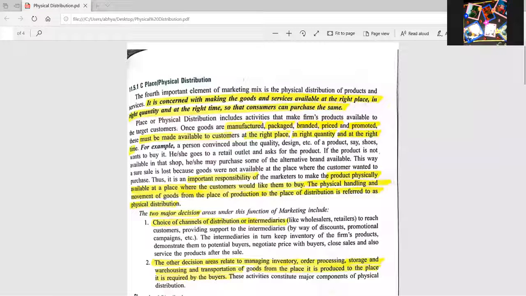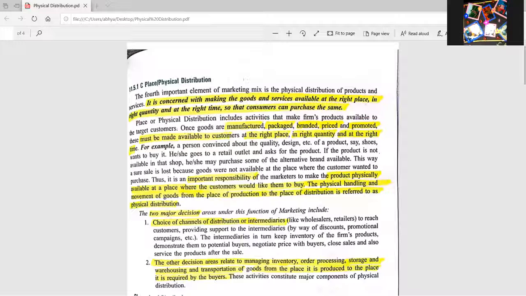After making the product, we have decided about the price of the product. How we are going to decide the price of the product, what factors we will be keeping in mind while deciding the price of the product. So all these are the decisions which we have to take at the time of making of the product as well as for the pricing of the product.